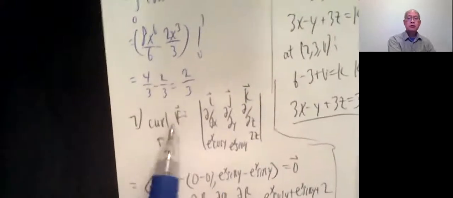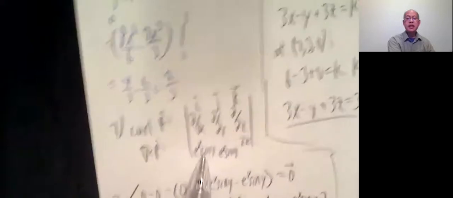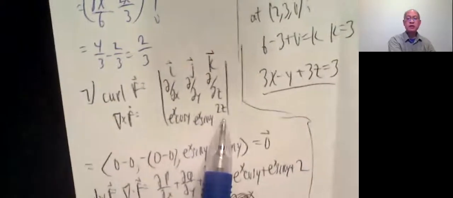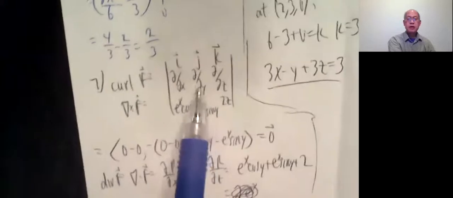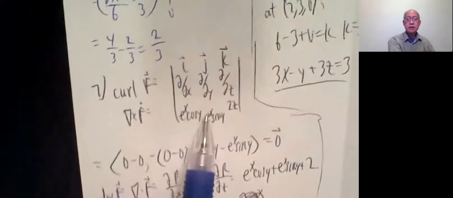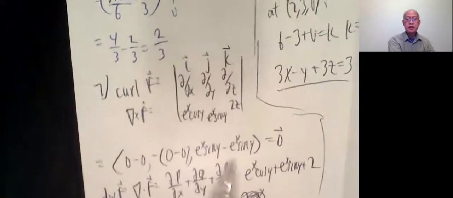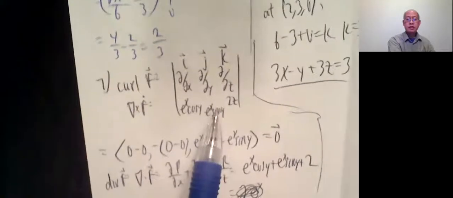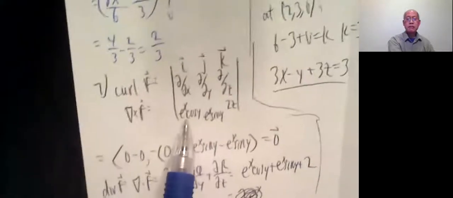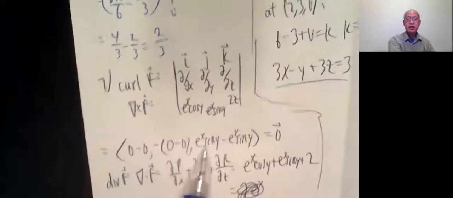Number 7. Curl f or del cross f: i, j, k, partial with respect to x, y, and z, e to the x cosine y, e to the x sine y, 2z. The i component is nothing minus nothing. The j component is the opposite of nothing minus nothing. The k component is the partial with respect to x, e to the x sine y, minus the partial with respect to y, which is minus e to the x sine y, and so you get the zero vector, 0, 0, 0.